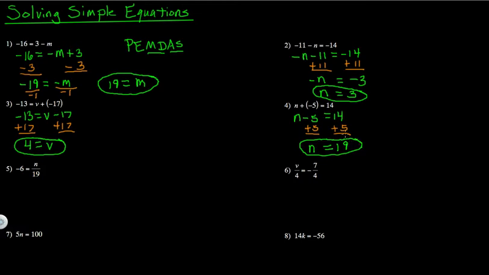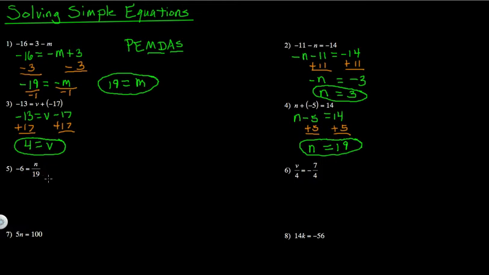All right, so those were problems dealing with one-step equations, simple equations dealing with addition and subtraction. Now we can do the same type of thing with these types of equations where we have division and multiplication. So if we look at number 5, the equation is negative 6 is equal to n over 19, n divided by 19. So what is being done to n? What is being done to our variable? Our variable is being divided by 19.